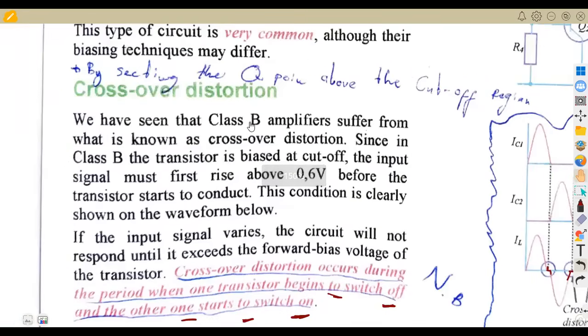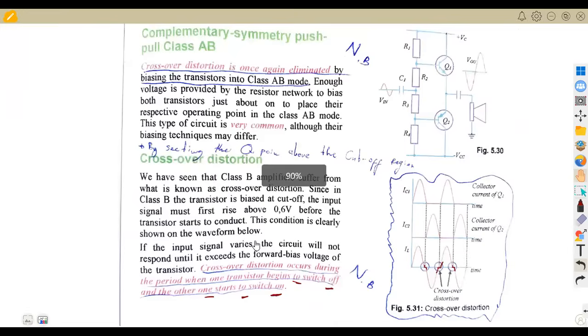And I think we have seen that class B amplifiers suffer from what is known as crossover distortion. Since in class B the transistor is biased at cutoff, the input signal must first rise above 0.6 volts before the transistor starts to conduct. This condition is clearly shown on the waveform below, which is the one that I showed you. If the input signal varies, the circuit will not respond until it exceeds the forward bias voltage of the transistor. All right, so that's it.